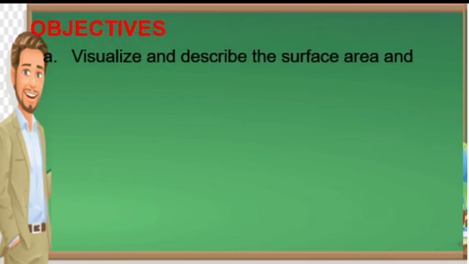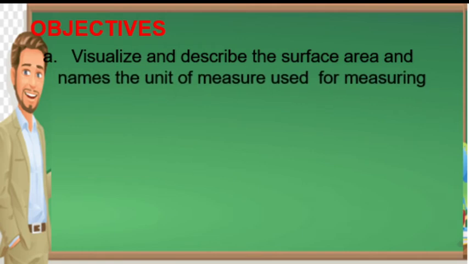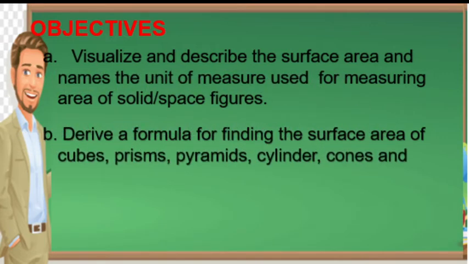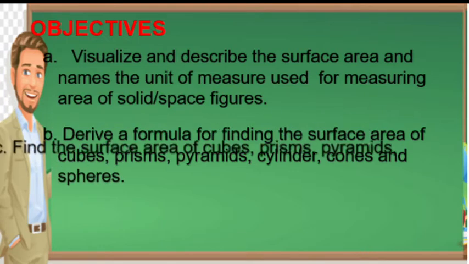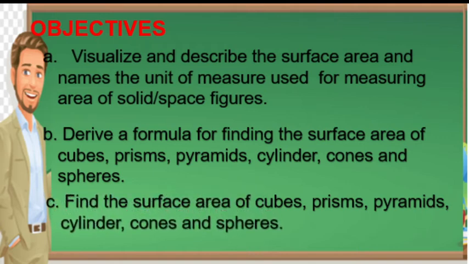For our objectives, there are three. The first one is to visualize and describe the surface area and name the unit of measure used for measuring the area of solid or space figures. B. Derive a formula for finding the surface area of a cube, prism, pyramid, cylinder, cone, and sphere. And the last one is to find the surface area of cubes, prisms, pyramids, cylinders, cones, and spheres.